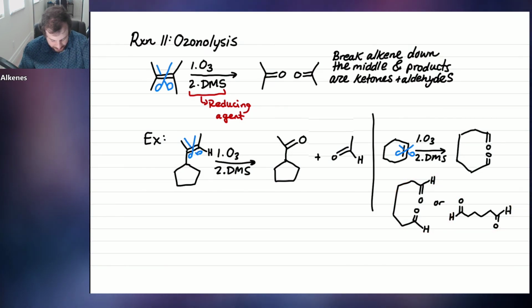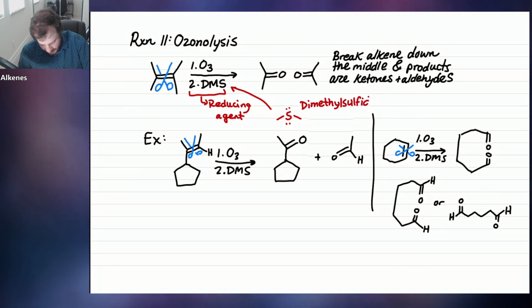And just to show you here, DMS is the following. It's dimethyl sulfide. So it's sulfur with 2 methyl groups on it. Smells like broccoli. In fact, it's what's responsible for the sharp smell of broccoli, dimethyl sulfide. But in this case, it's used as a reducing agent in the ozonolysis reaction.